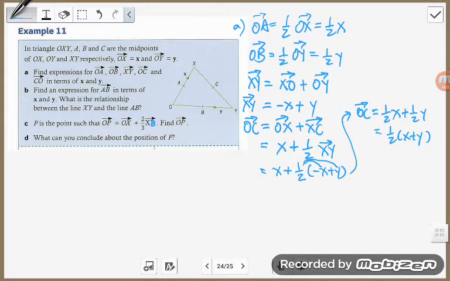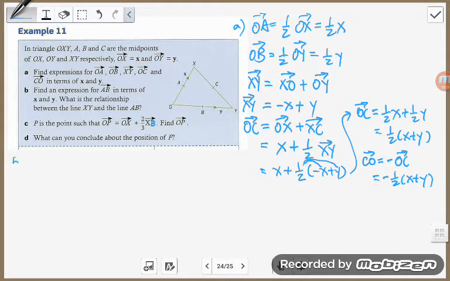Now, the last vector is CO. This should be easy, because vector CO is the negative of vector OC. It's the opposite direction, so I'm just going to put the negative of my OC. So this is negative half of X plus Y. And that's my part A. Not too bad so far, I think.